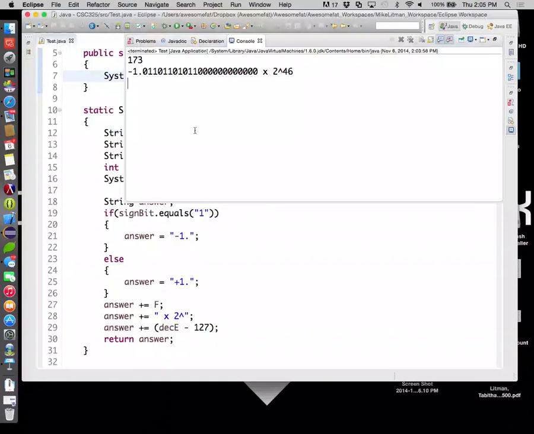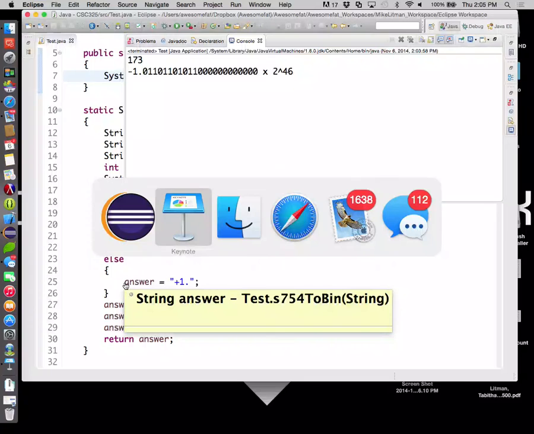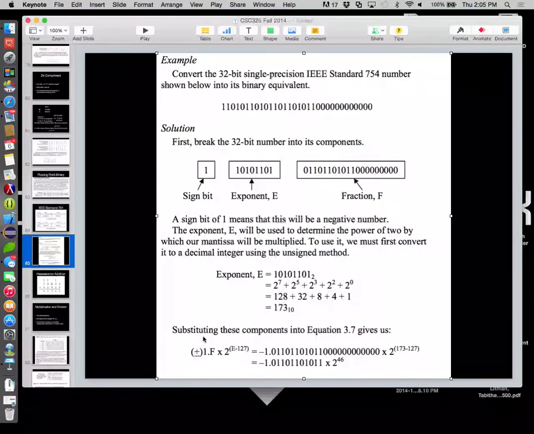All right, so that gives us the right answer? So this whole thing was just about plugging it into a formula. This is the formula for converting an IEEE Standard 754 number into its binary equivalent. Questions on that? All right, so you'll need that for the homework assignment.